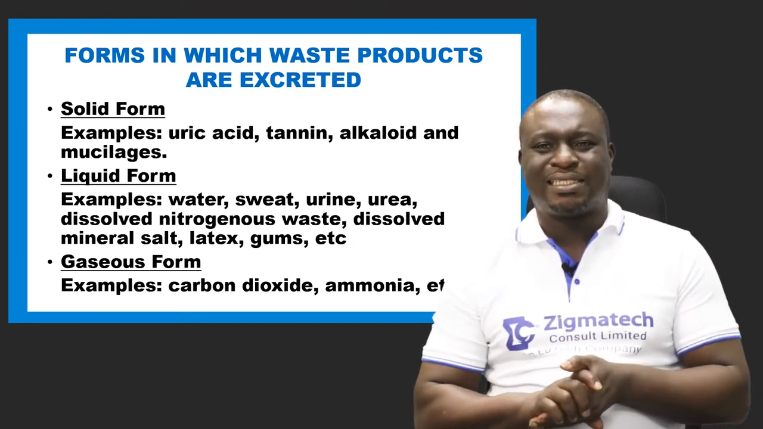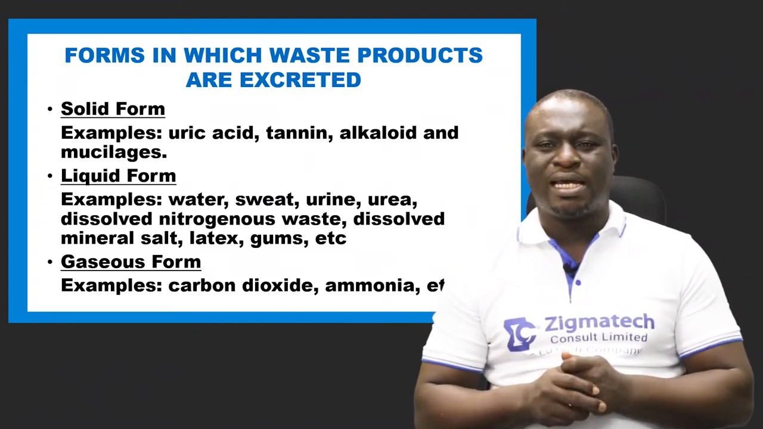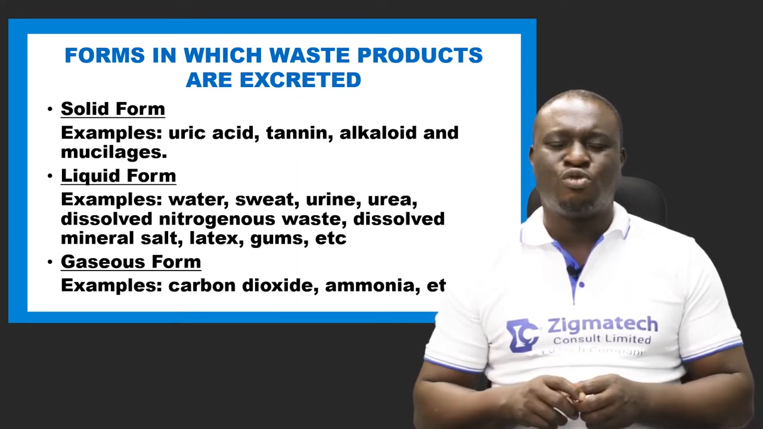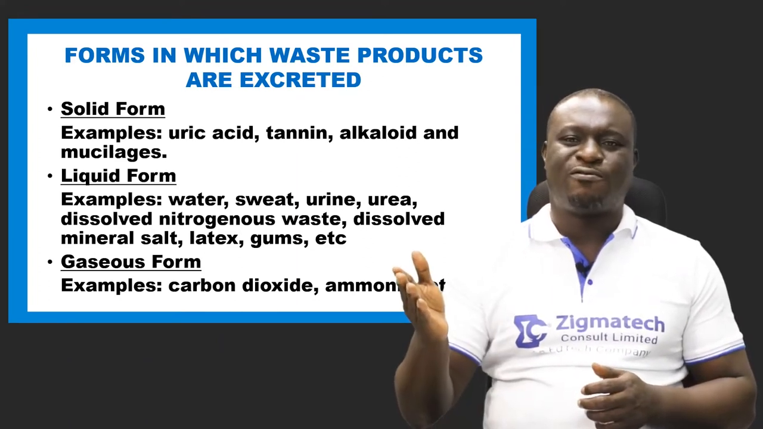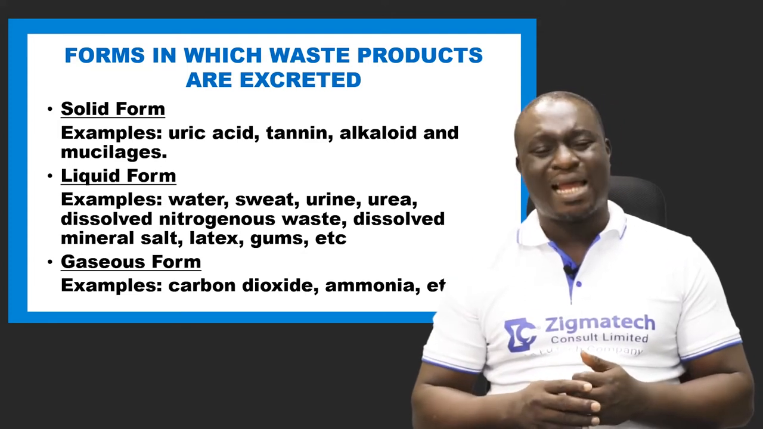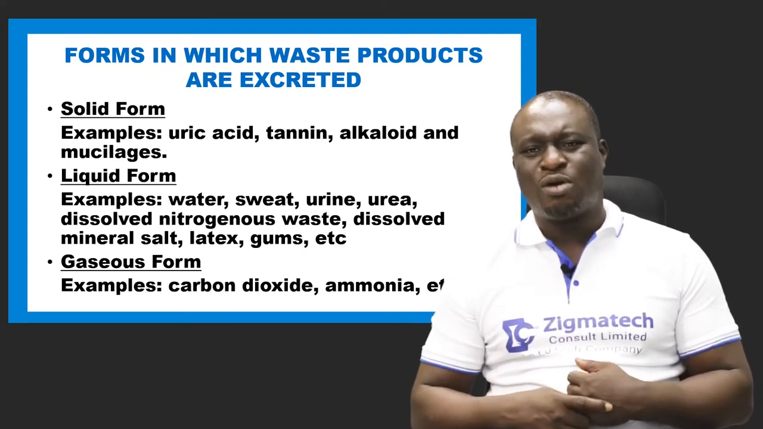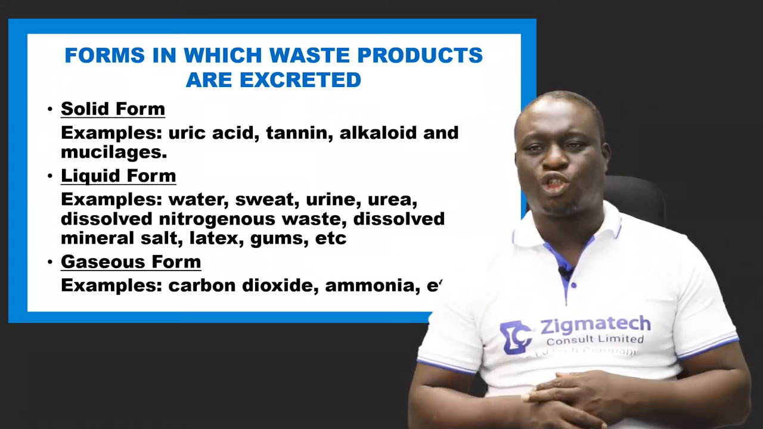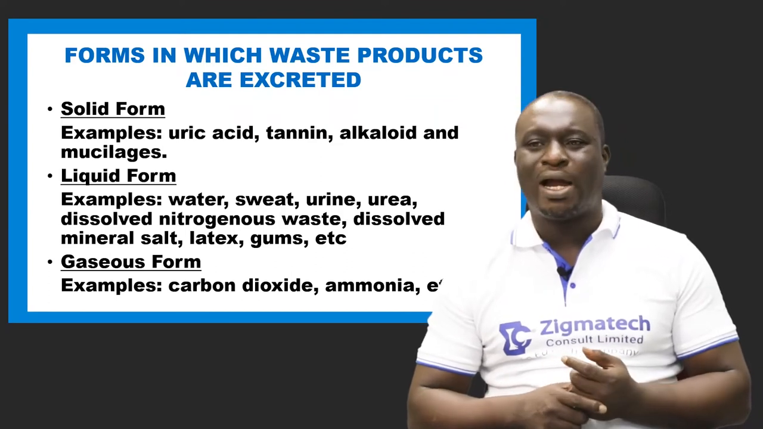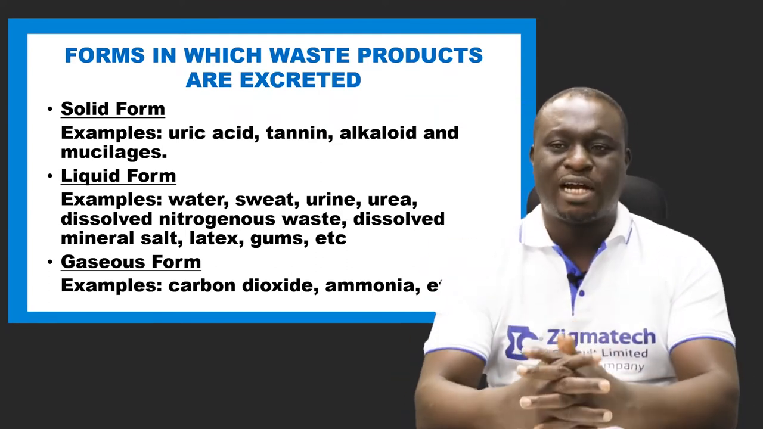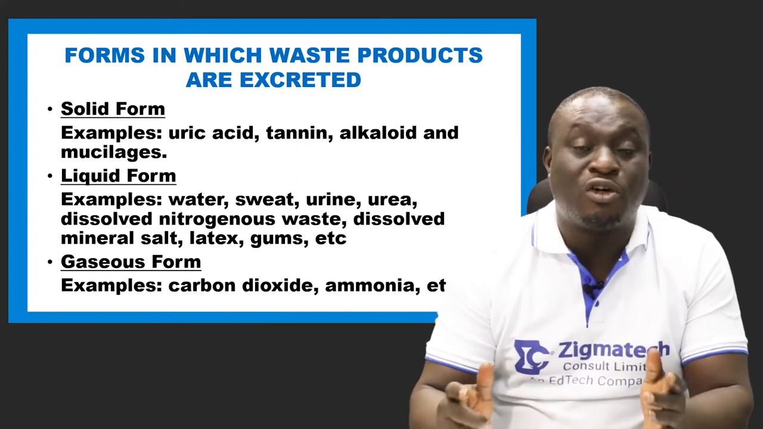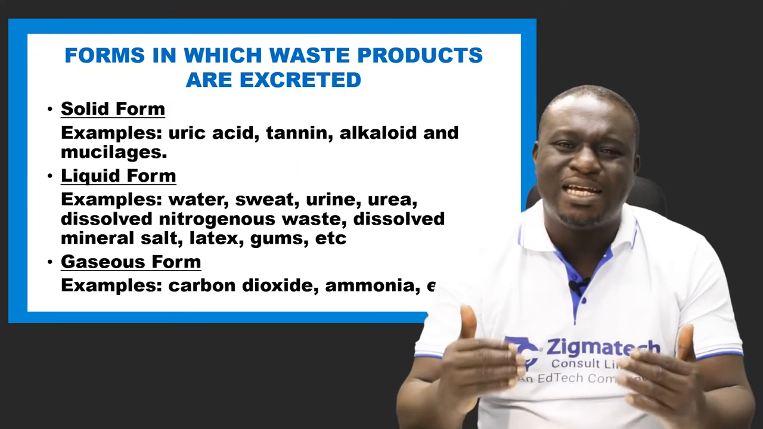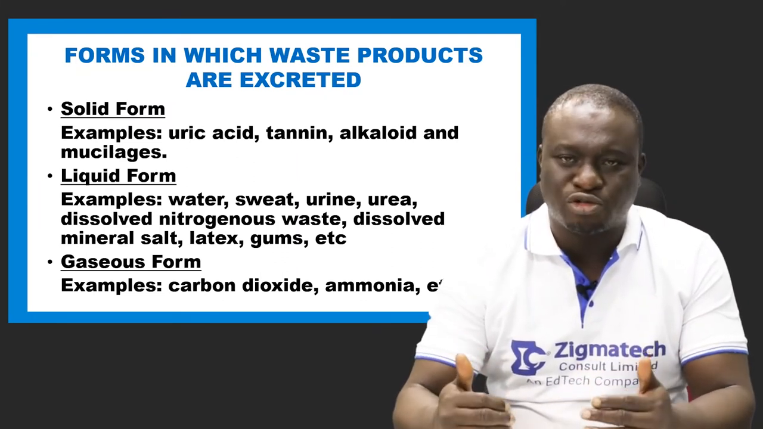Solid forms of excretory waste include uric acid, tannins, alkaloids and mucilages. Most of these solid forms are found in plants, flowering plants. And then we also have the liquid form of excretory waste. We have water, sweat, urine, urea, dissolved nitrogenous waste, dissolved mineral salts, latex, gum, etc. All these are liquid forms of excretory waste products.